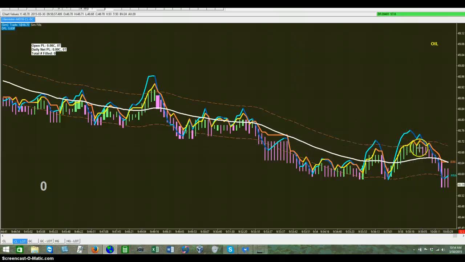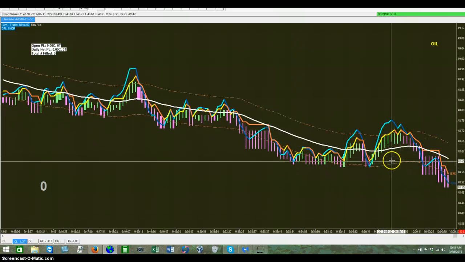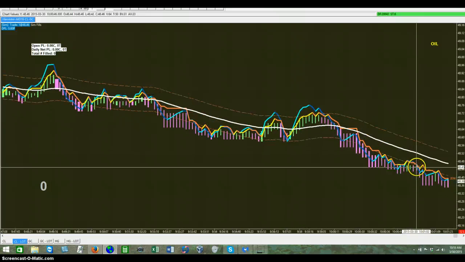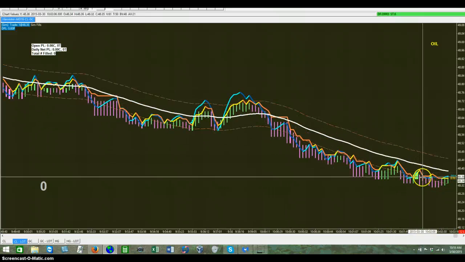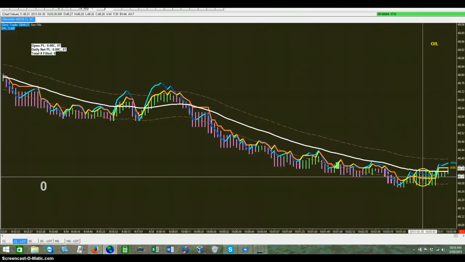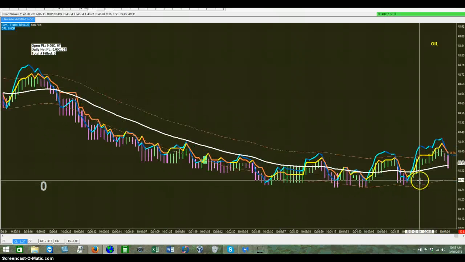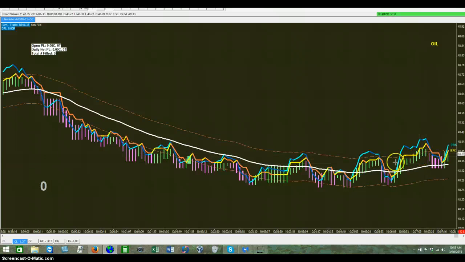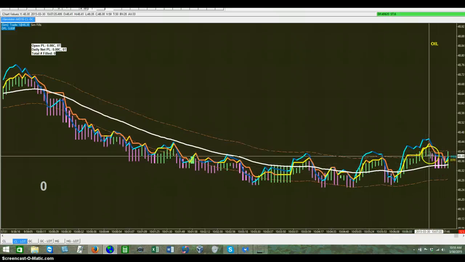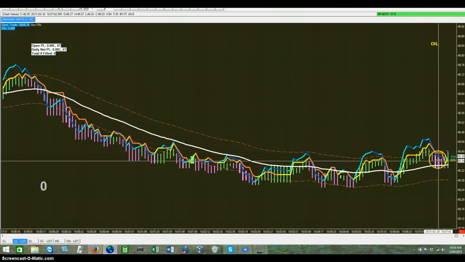Even this going through like this, we still stay in, until here. You got a dual peak. You're now staying above. You would have gotten out probably at this price point at 10:07.